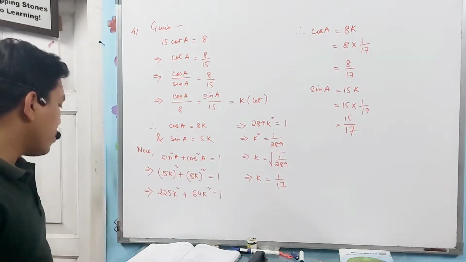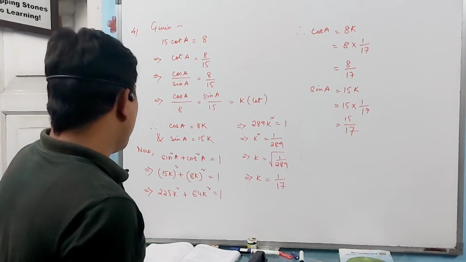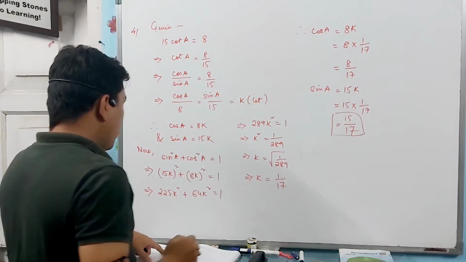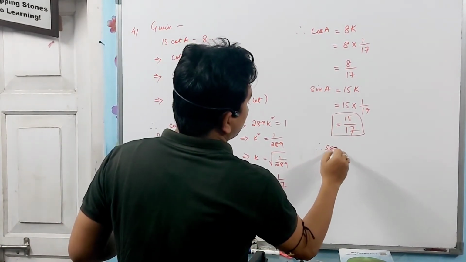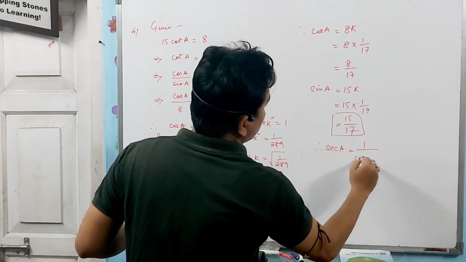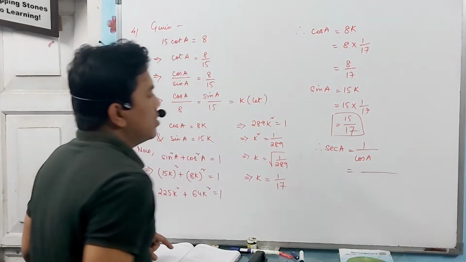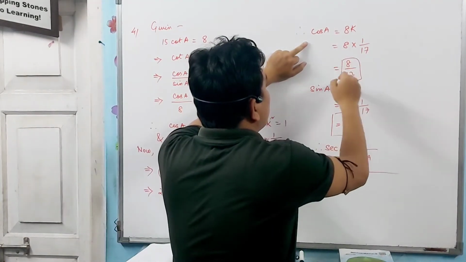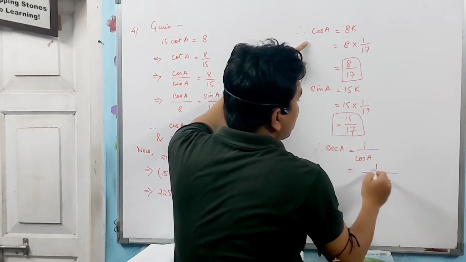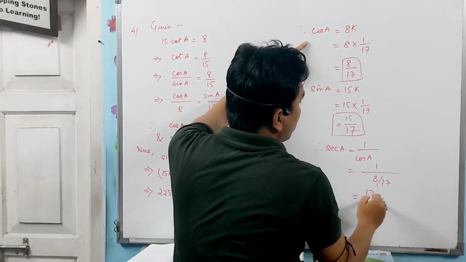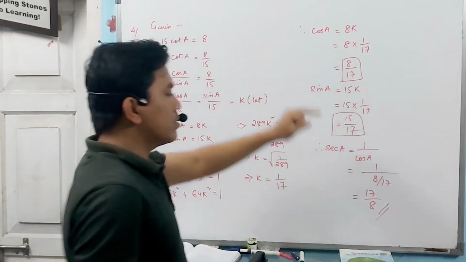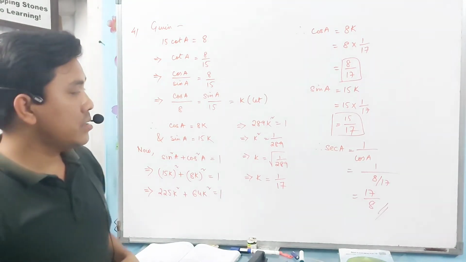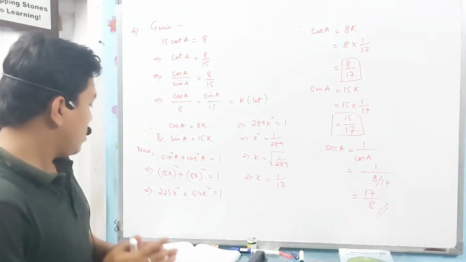Now what we have to find out? Sin A we already got. We have to find out sec A. Therefore, sec A will be equal to 1 by cos A. This is also one of the formulas. I told you already, the reciprocal of cos is sec. Cos A is equal to 8 by 17. So in place of cos A we will write 8 by 17, and finally we got 17 by 8. So in that way, we've got the value of sin A as 15 by 17 and sec A as 17 by 8. It's very simple.